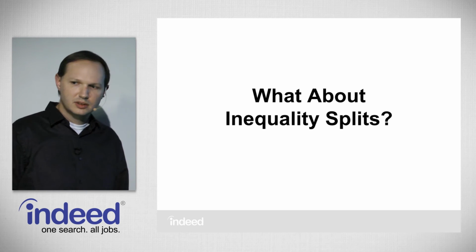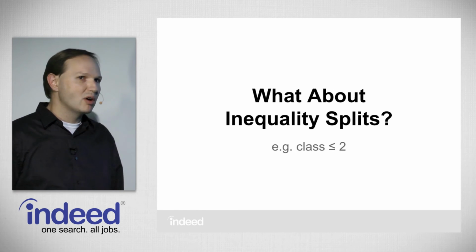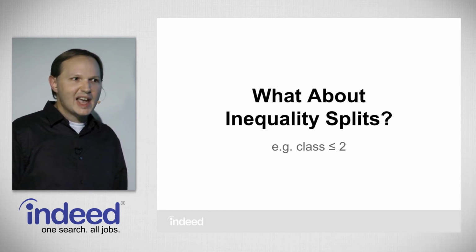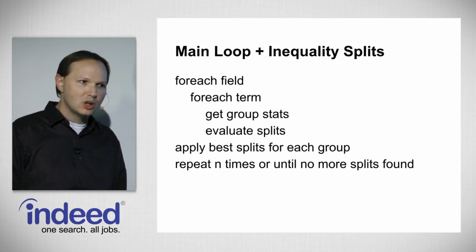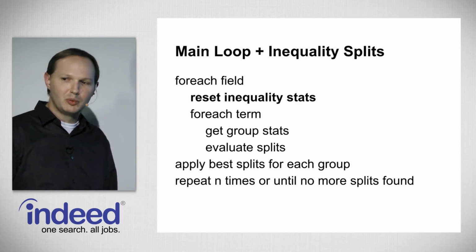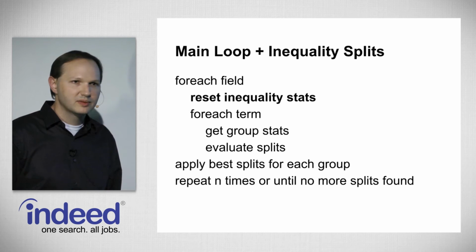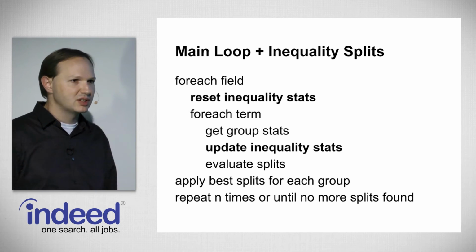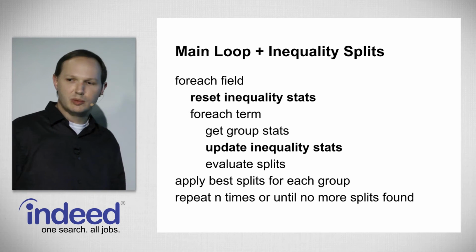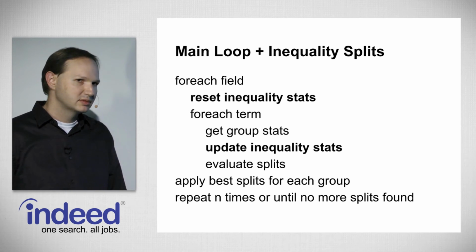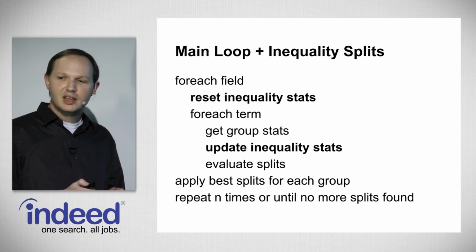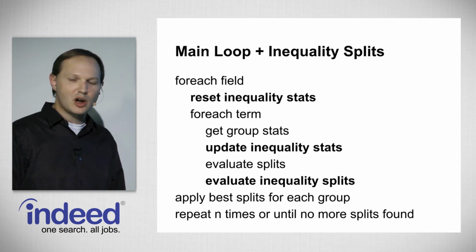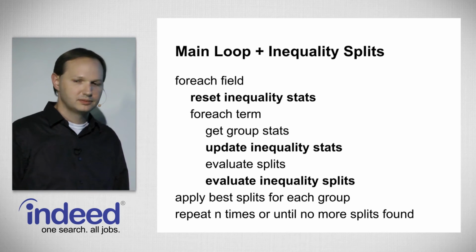So earlier, we actually used an inequality split in my clouds. How do we add that to this algorithm? Well, every time we start a new field, we reset some statistics that we're going to keep track of for evaluating inequalities. And we're going to keep a running summation of all the terms. And since the terms are in sorted order, we have statistics about everything that's less than or equal to the current term for each group. And we also add those to our evaluation.